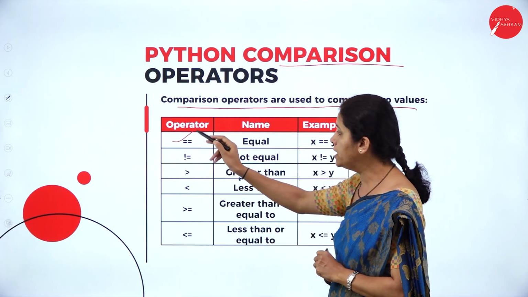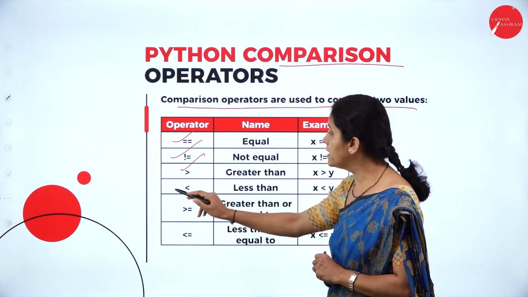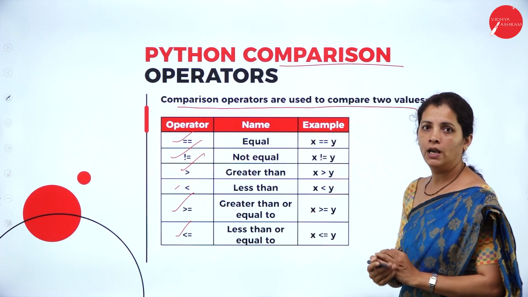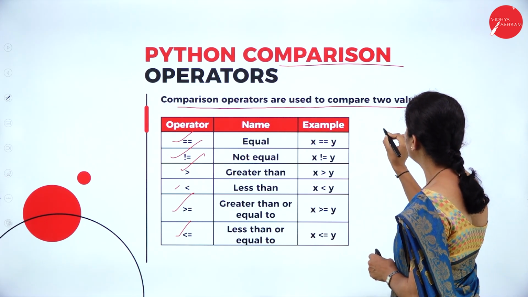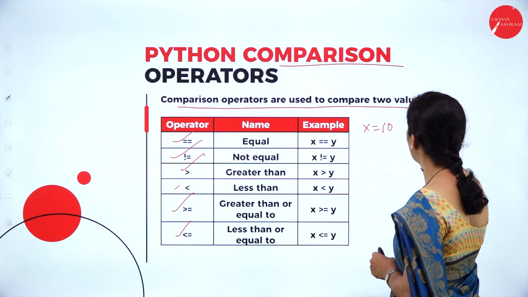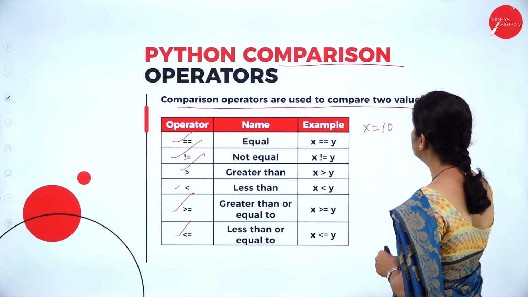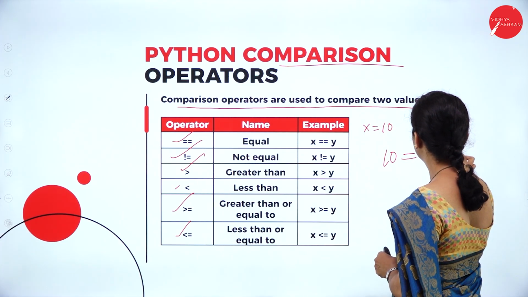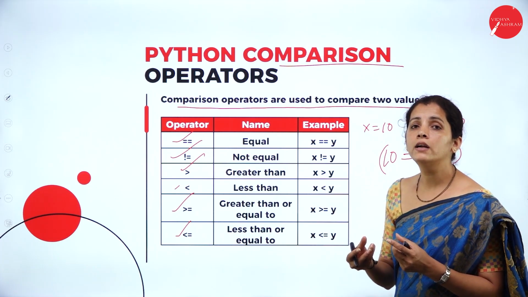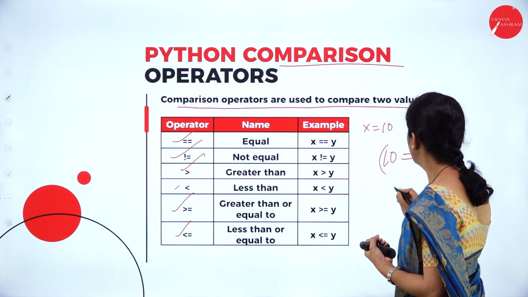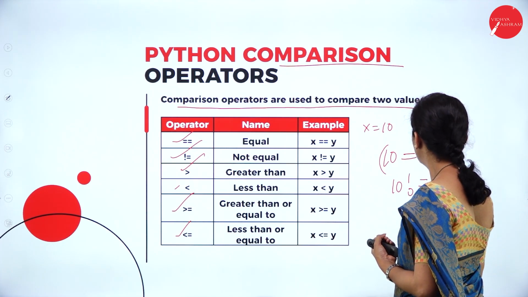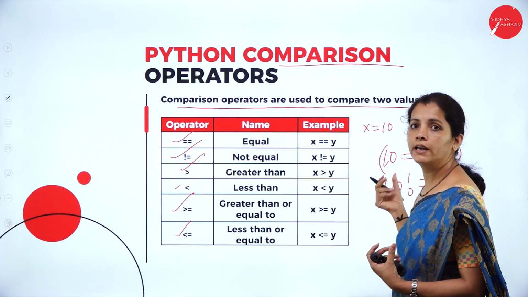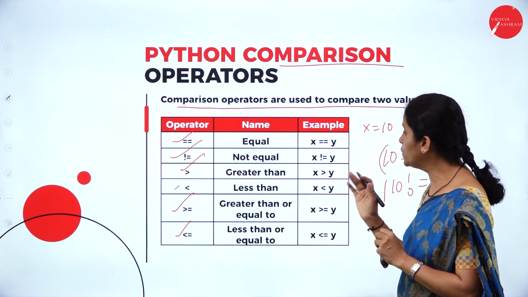That is equal, not equal, greater than, less than, greater than or equal to, less than or equal to. Okay, fine. Think that I have the value 10, x is nothing but 10 and y is nothing but 20. See here, 10 equal to 20. See, both the values are different. Okay, fine. 10 not equal to 20. It is true, right? 10 is lesser number and 20 is greater number. 10 is not equal to 20.